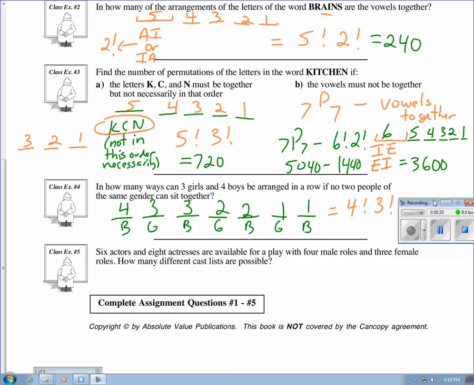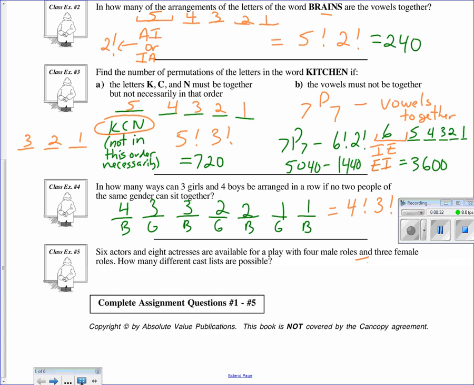Here's a situation where there's an and condition. And is for sure going to mean times. And here I'm not so sure I want to draw everything out. I'm going to try that P notation. I have 4 male roles, but I have 6 actors. So out of 6, I have to select 4 for the male roles. And out of the 8 actresses, I have to select 3. So I've got 2 calculations to finish off for you.